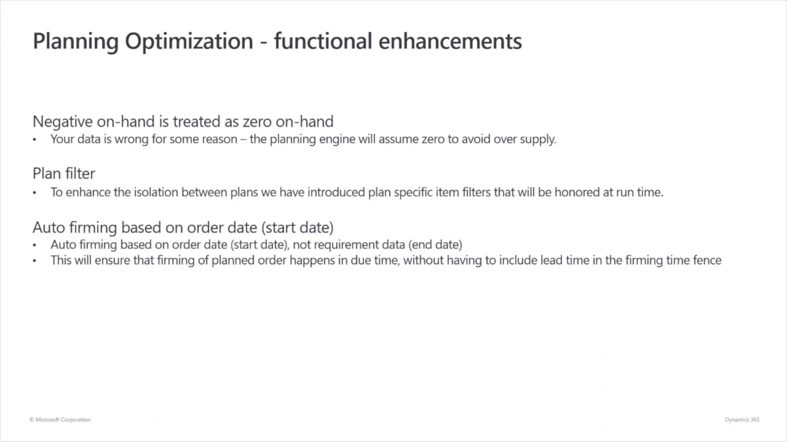The important thing is to understand the difference, right? With the traditional or built-in MRP engine, it's always the requirement date, and it goes backward, and then your firming time frames have to be more than the lead times to ensure that you are able to do that. But the planning optimization service will look at the order start date, the order date, as the start date from today, and not the requirement date. So it happens within the due time, and you don't need to include the firming time frames for it.